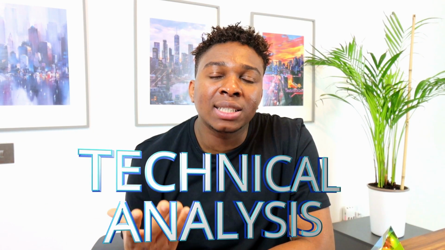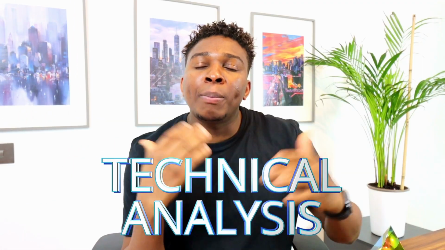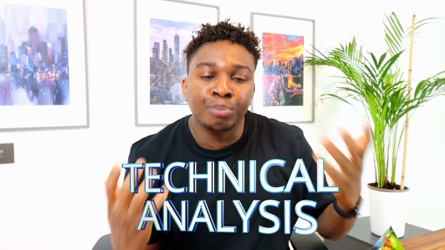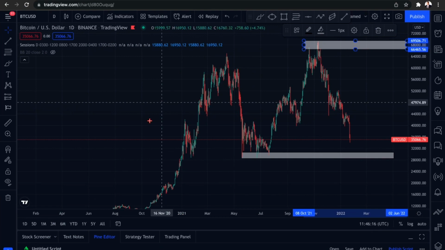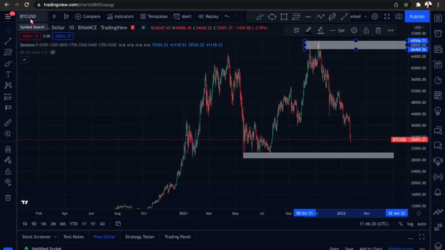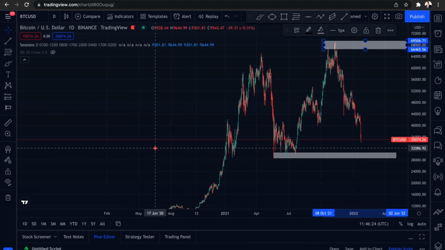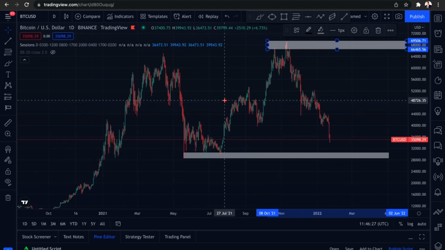Technical analysis helps us to know when to buy Bitcoin and when to sell Bitcoin. The best way to explain it is to give you an example. So you see, this is the graph of Bitcoin USD on a daily chart, and we want to use it to invest in Bitcoin. Now we're using what we call support and resistance.